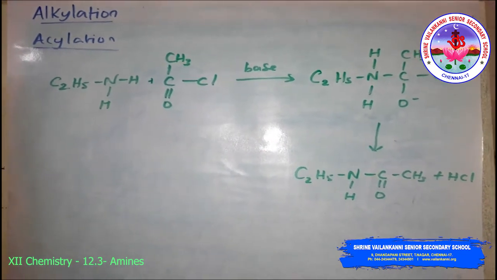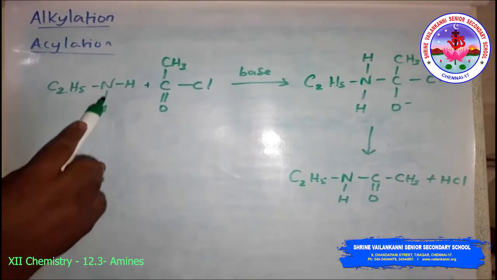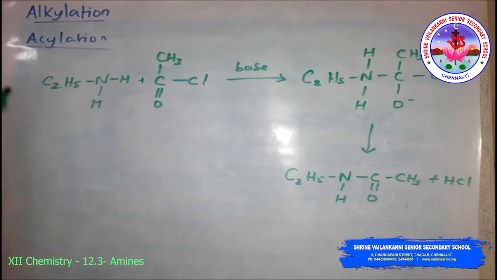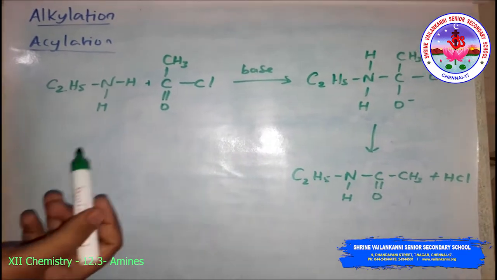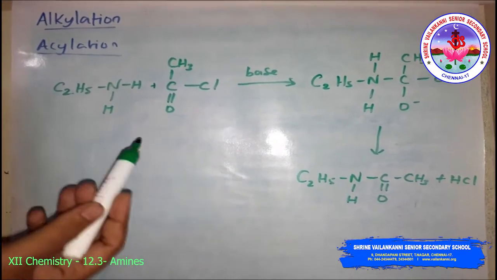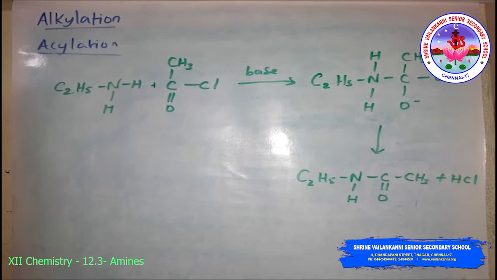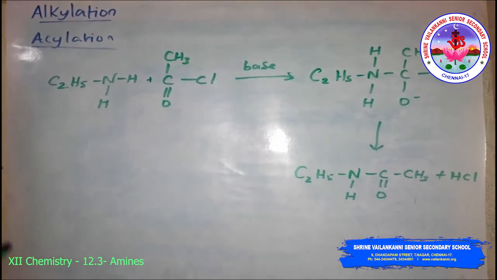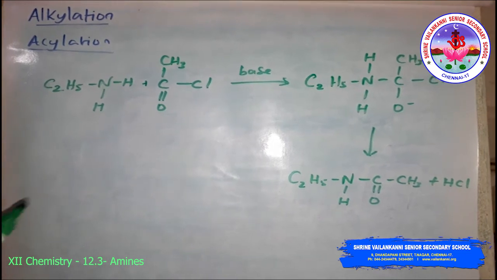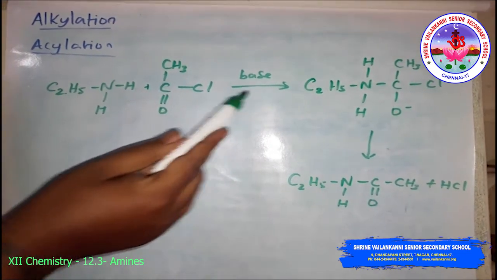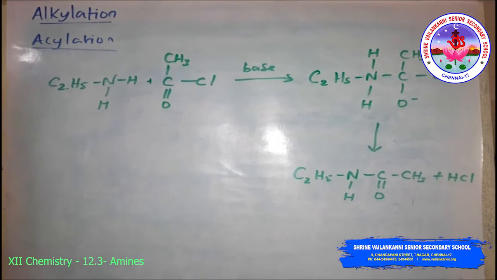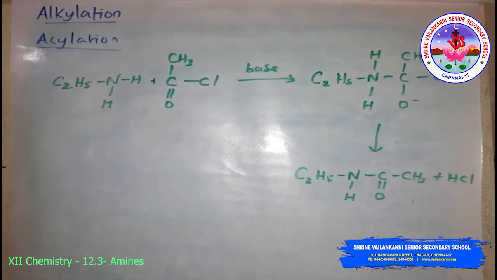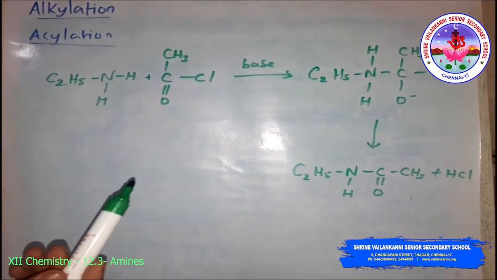You can consider the reaction as the replacement of the hydrogen atom in the NH2 or NH group by the acyl group. The products obtained by the acylation reaction are called amides. The reaction is carried out in the presence of a base stronger than the amine, like pyridine, which removes the HCl formed and shifts the equilibrium to the right-hand side.